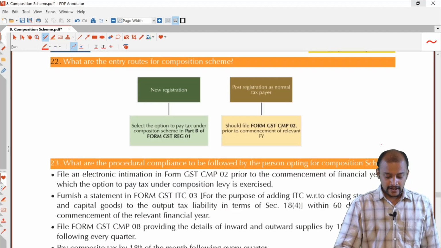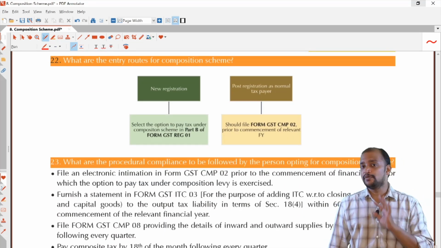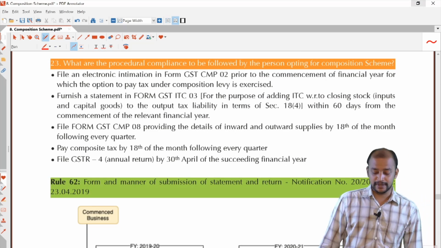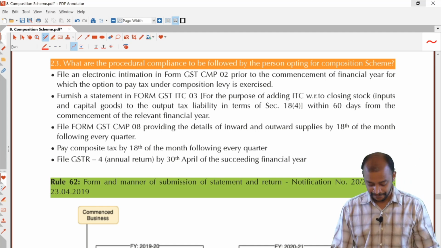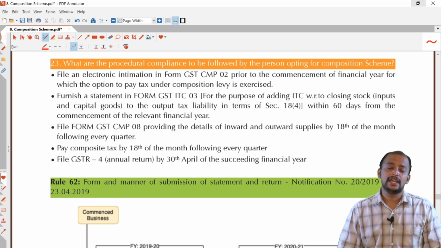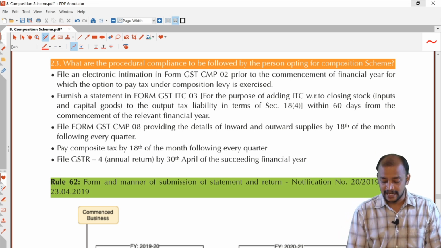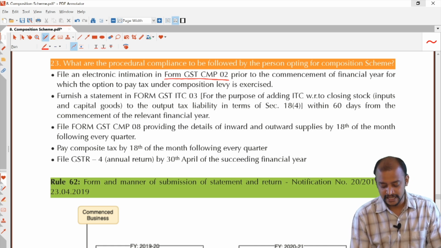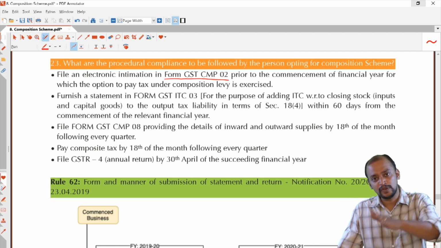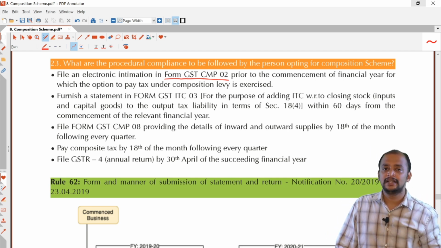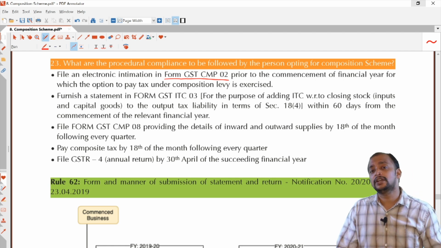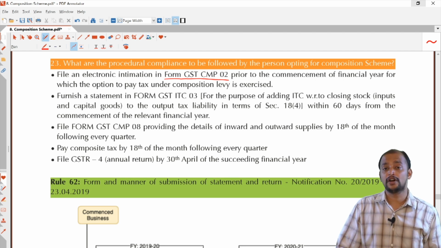Then next, what are the entry routes for the composition scheme? Already we discussed. What are the procedural compliances to be followed by a person opting for the composition scheme? First, to opt into the composition scheme, they need to file an intimation in form GST CMP 02. And when do they need to file that intimation? Before commencement of the financial year. Sir, does that mean somewhere during the financial year I cannot enter the composition scheme? No, if you are a registered person.